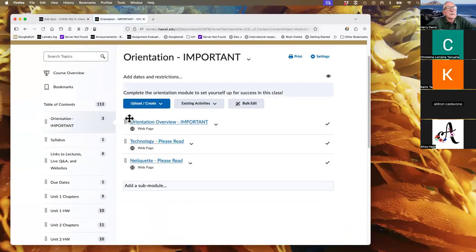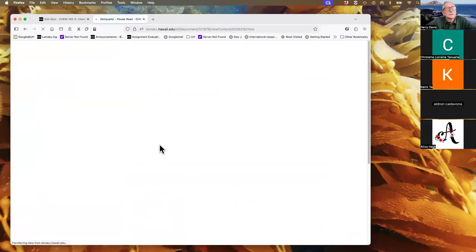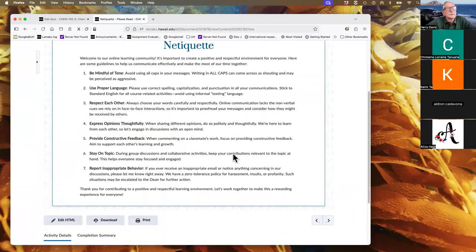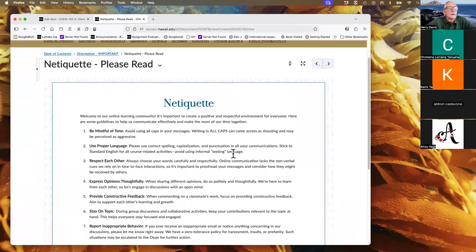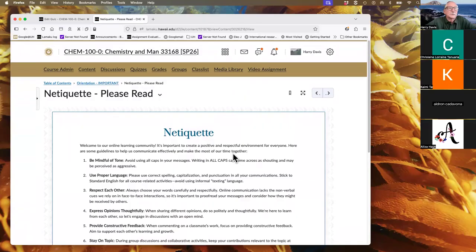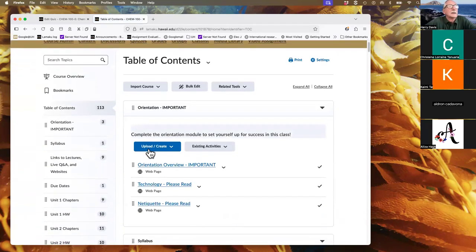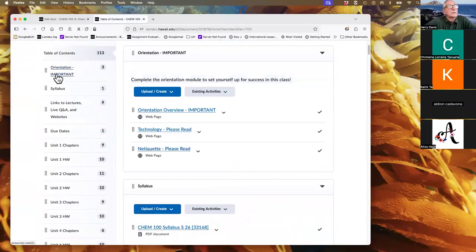Let's see, what else? This is netiquette. This is just like, don't spam people, use proper language, be respectful. And I've had one or two students over the years be rather disrespectful. I don't put up with it, so I don't have a problem with students doing that. I just don't put up with it. So that's the orientation part, the syllabus we went through.